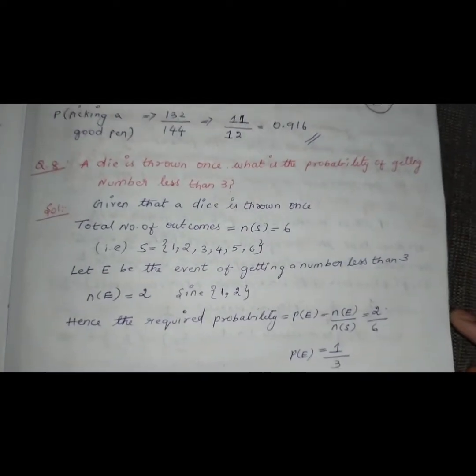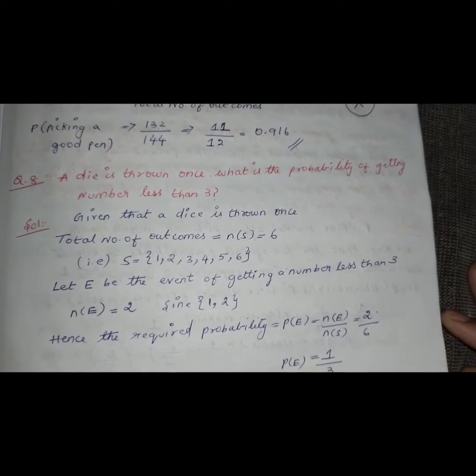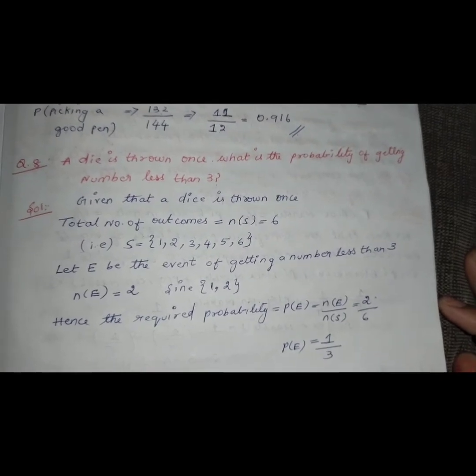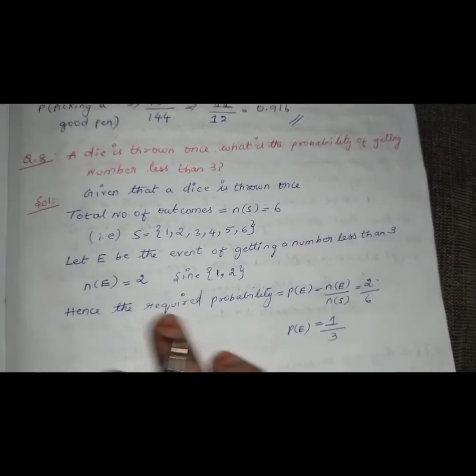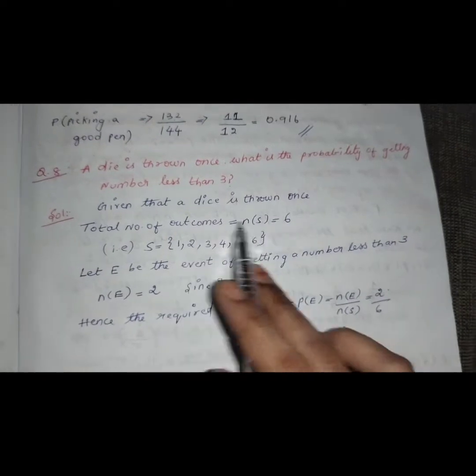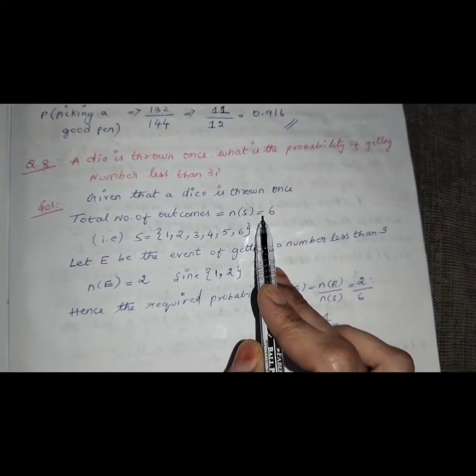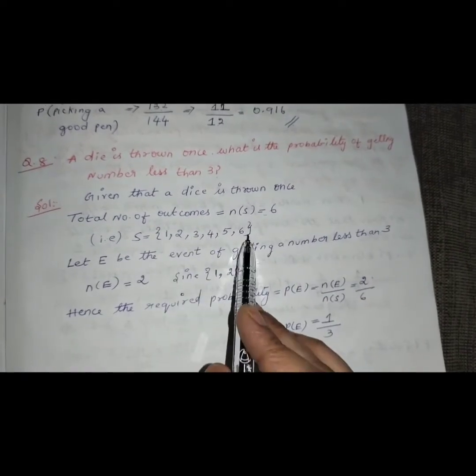Next question is question number 8. A die is thrown once. What is the probability of getting a number less than 3? So when a dice is thrown once, n of S, the total number of outcomes, is 6: 1, 2, 3, 4, 5, 6.